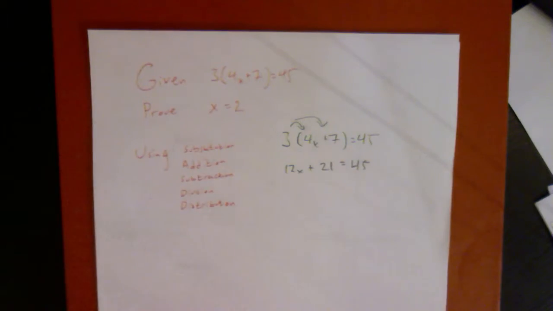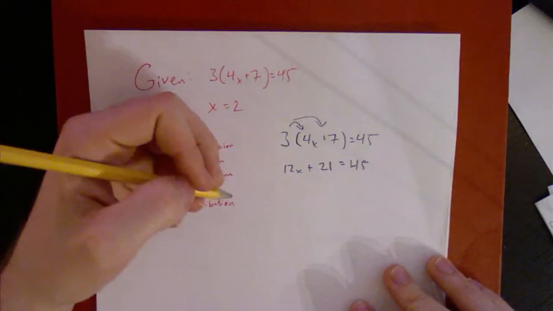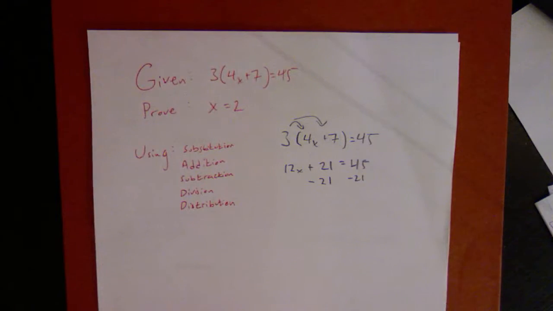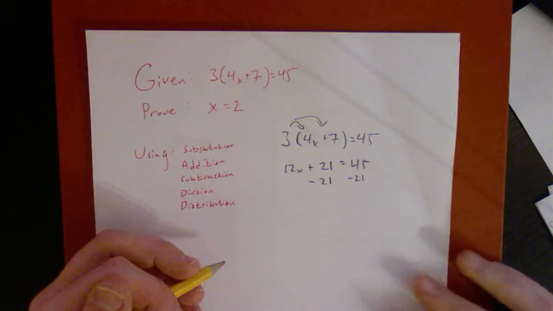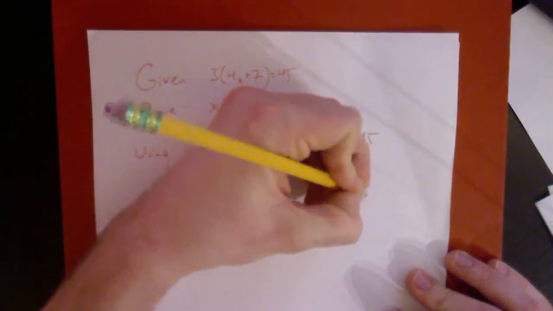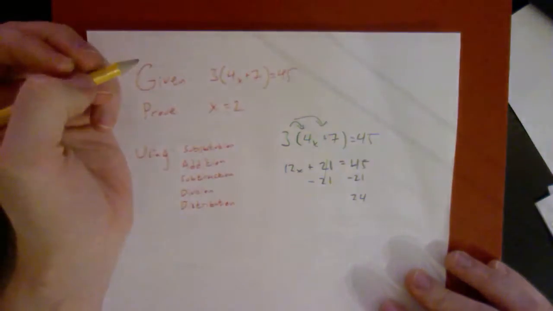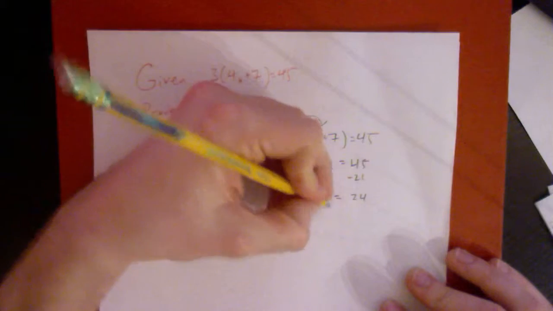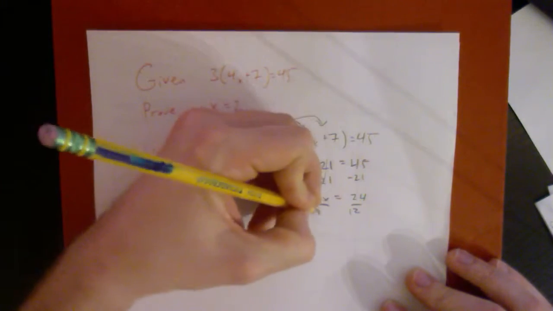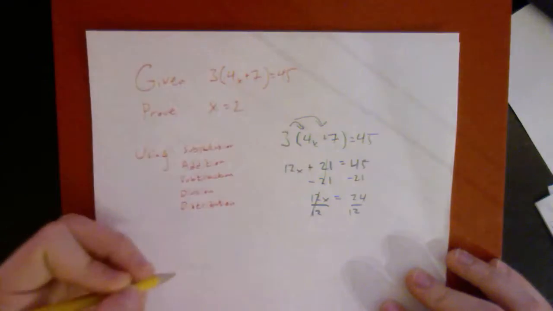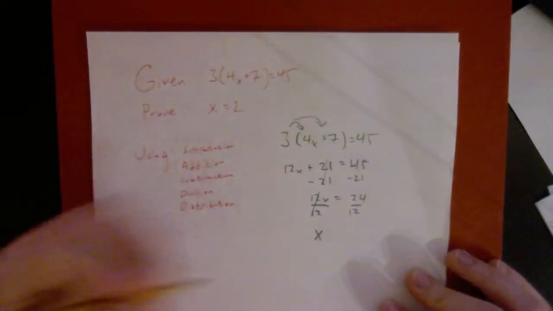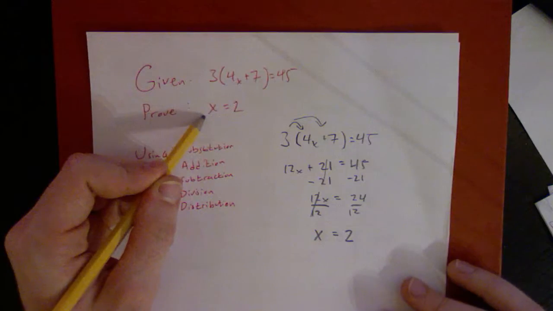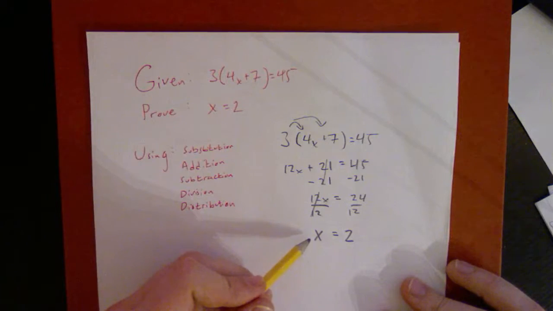Okay, I need to get the x all by itself, so I'm going to take away the 21 from both sides, minus 21, minus 21. 45 minus 21 is 24. The 21 and 21, they kill each other, and I'm left with 12x equals 24. Well, I need to get rid of that 12, so I'll divide both sides by 12. 12 divided by 12 is 1, so I get 1x, which is just x. 24 divided by 12 is 2. Well, we have just shown that x is equal to 2.